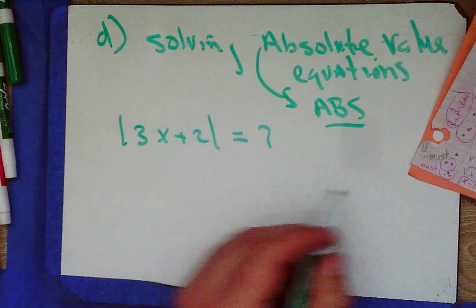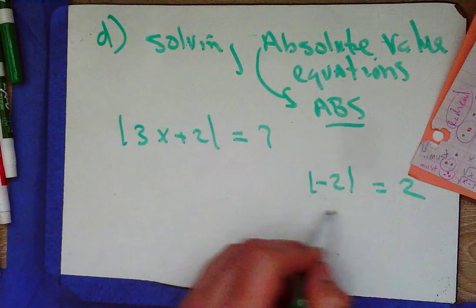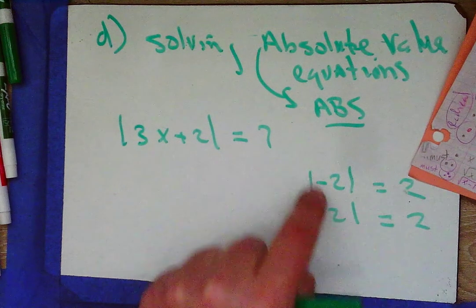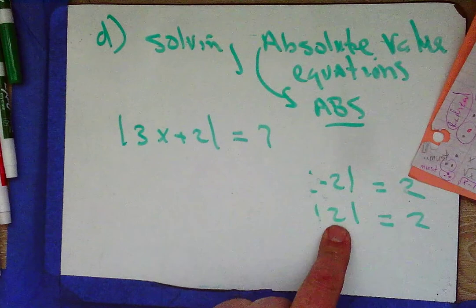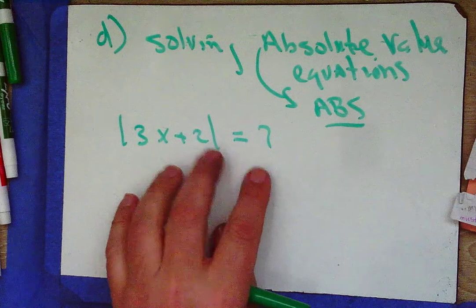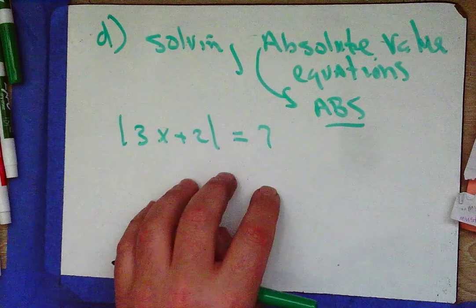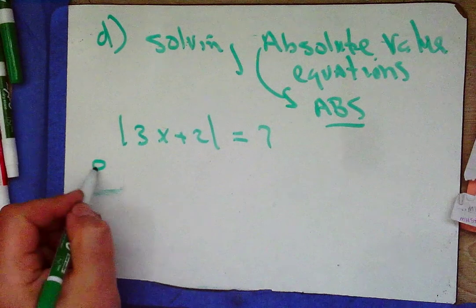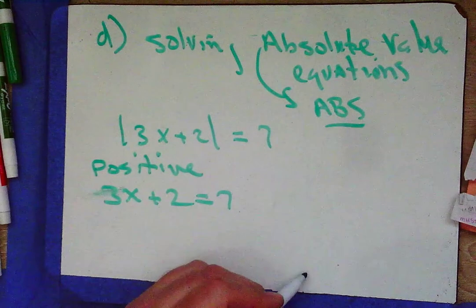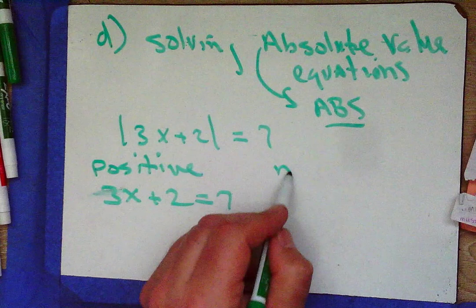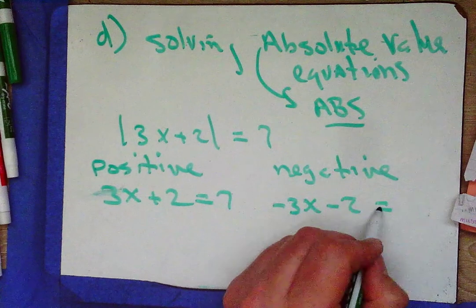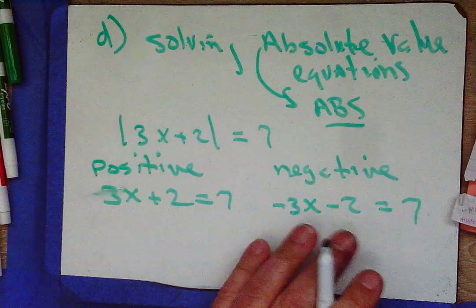Now, with absolute value, I know that |2| = 2 and |-2| = 2. So I know that with this one answer of 2, there could be these two different situations, a positive reality and a negative reality. So when I look at this equation, I want to say, well, I've got a positive component and a negative component. The positive component is 3x + 2 = 7. The negative component, we could write -(3x + 2) = 7, that is, -3x - 2.